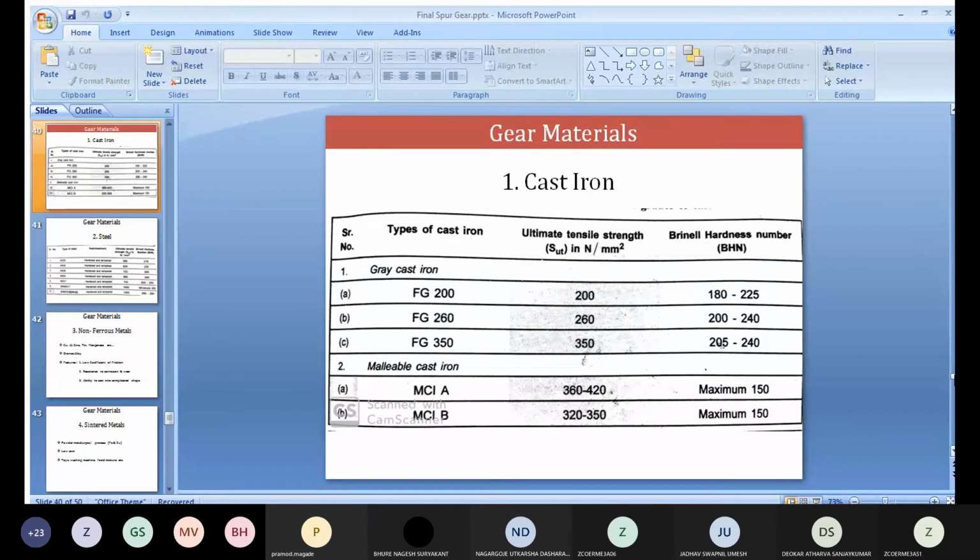Limitations. First, due to brittle structure, it includes properties like toughness, stiffness, which create a poor effect.